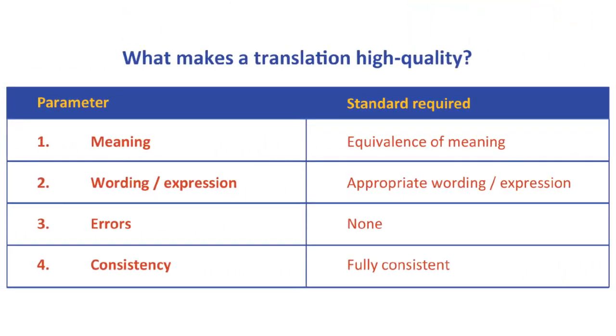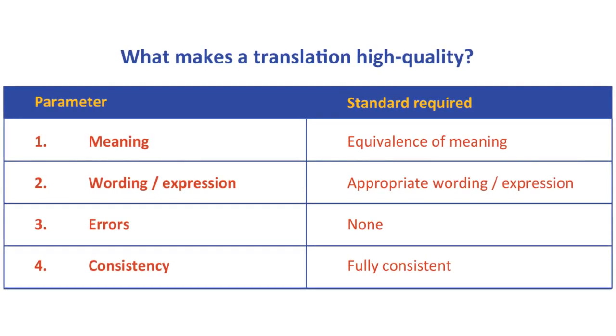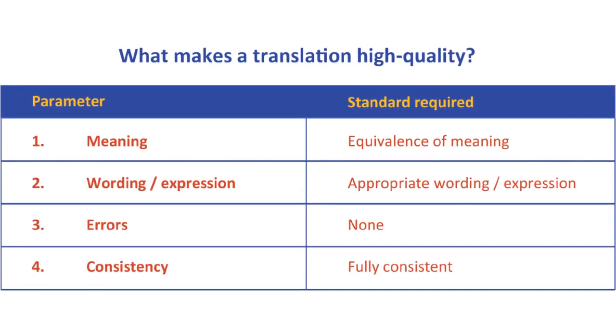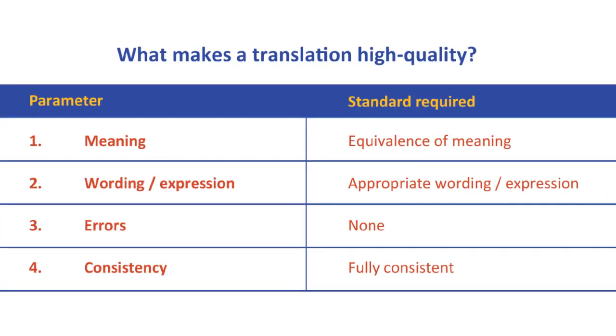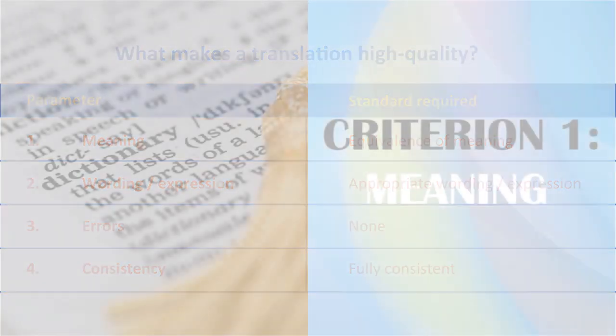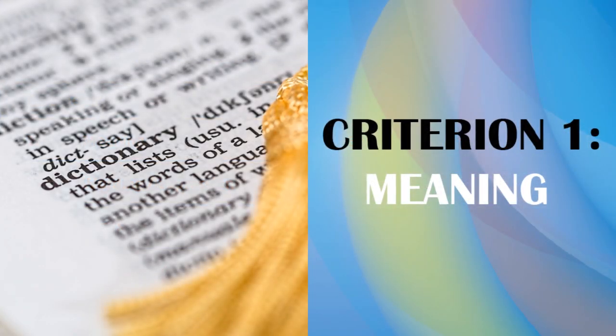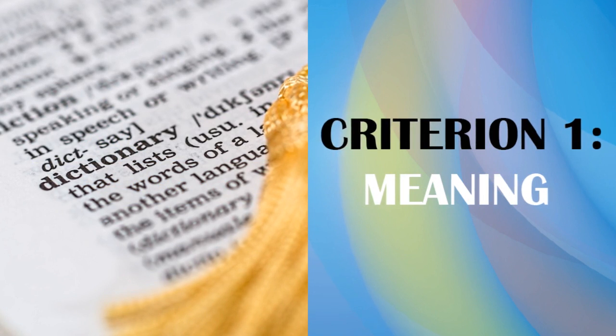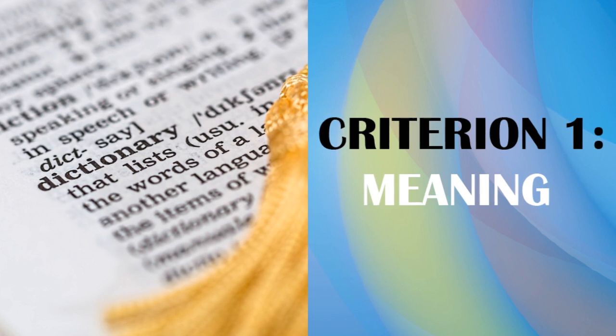Our definition gives us the 4 key parameters to translation quality and the standards that need to be met to be high quality. Let's flesh out what these mean in practice. A high-quality translation will express the meaning contained in the source text and only that meaning. In other words, it won't omit, alter, or add any meaning. This is what we typically mean when we say a translation is accurate.